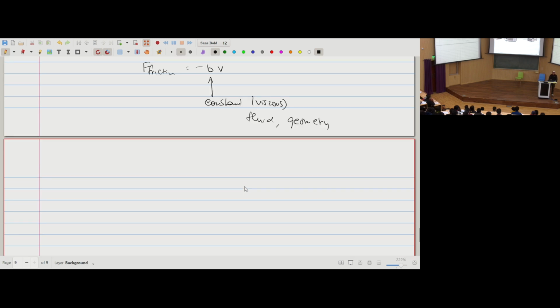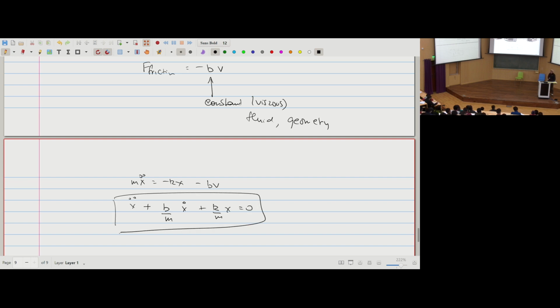So what's the equation we have? Mass times acceleration, that is the force, is minus kx, that's a spring force, and minus bv, that is your friction force. So this is the ordinary differential equation that is associated with this problem.